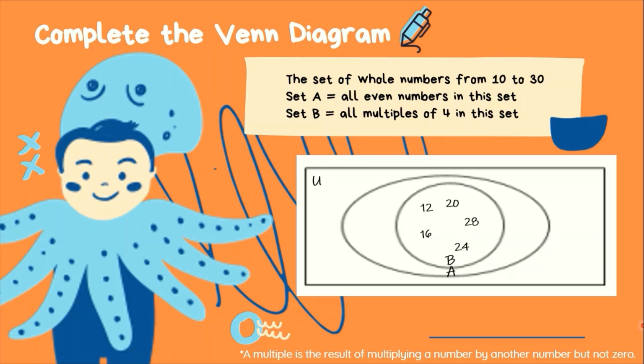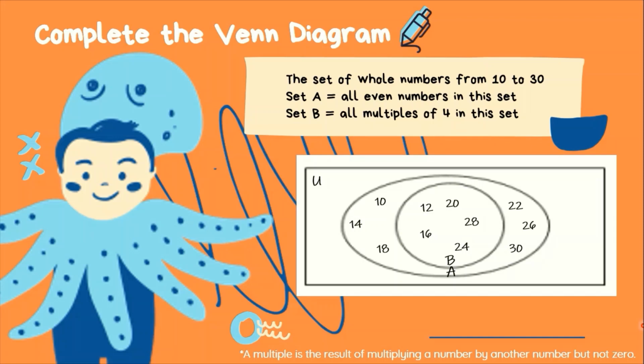Now, let's go to set A. All even numbers naman tayo from 10 to 30. Let's start from 10. 10 is an even number. 12. 12 is an even number pero nandito na siya sa loob ng set B kaya let's leave it as it is. 14. 16. Nasa loob na rin. 18. 20. Nasa set B na. 22. 24, nandun na rin. 26, and 30. So, iyon na yun.